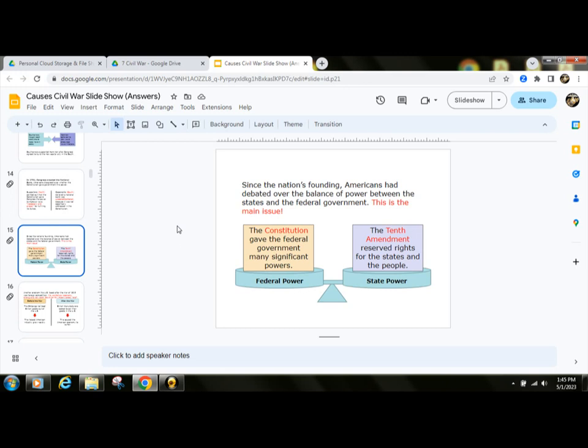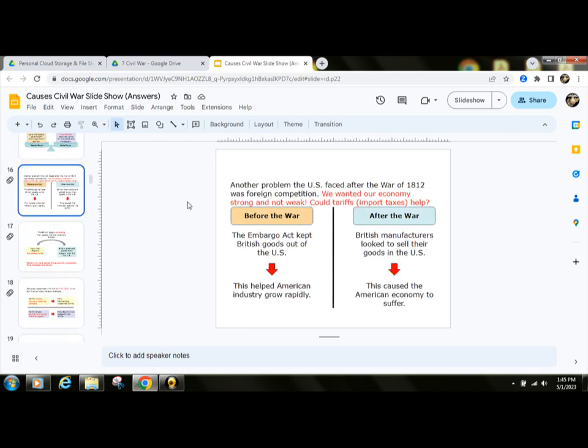So again, this issue of a national bank, our country's brand new. There's a lot of arguments. Remember, this slideshow is about causes of the Civil War. So my point is that the causes of the Civil War didn't happen just a few years prior.